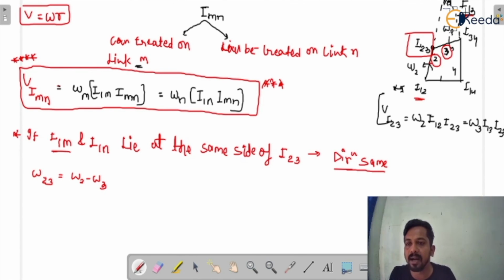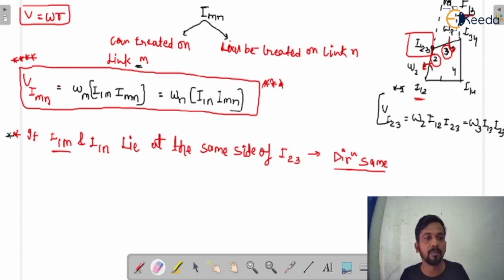But here in this diagram, I13 and I12 are lying on opposite sides of I23. That means if omega 2 is in the clockwise direction, omega 3 will be in the anti-clockwise direction. The direction would be opposite. If they are on opposite sides of I23, the directions of angular velocity of both the links would be opposite. That is the statement you must remember. Are you getting my point?